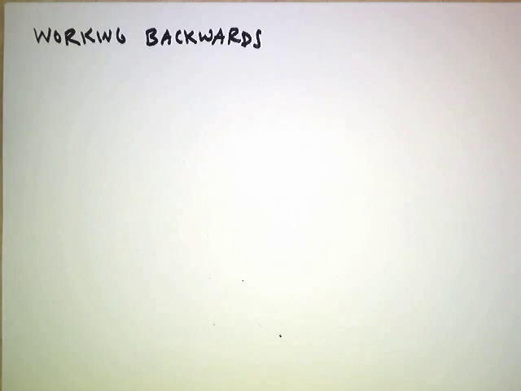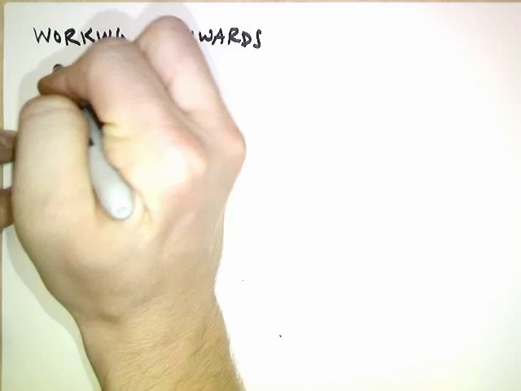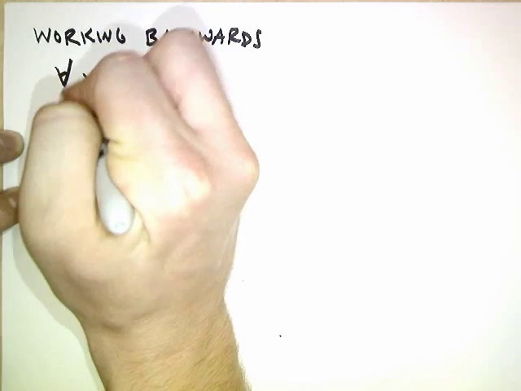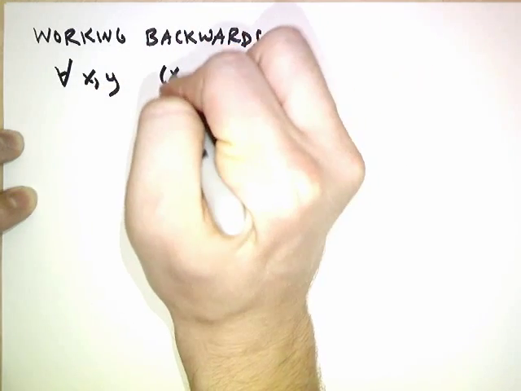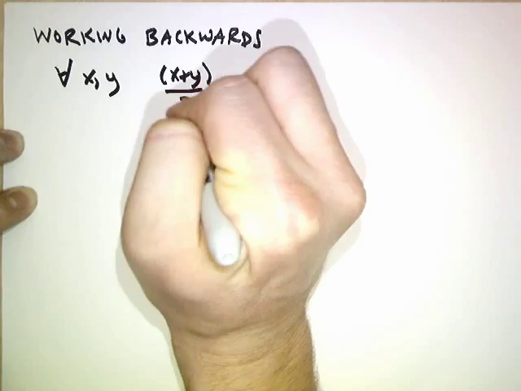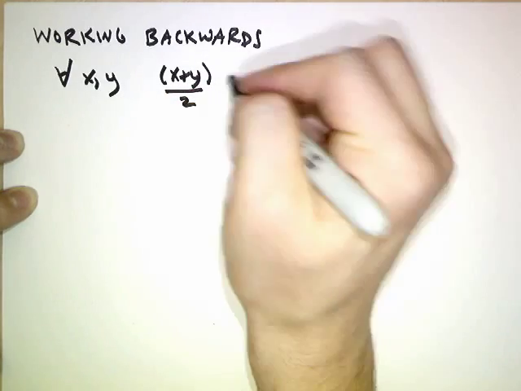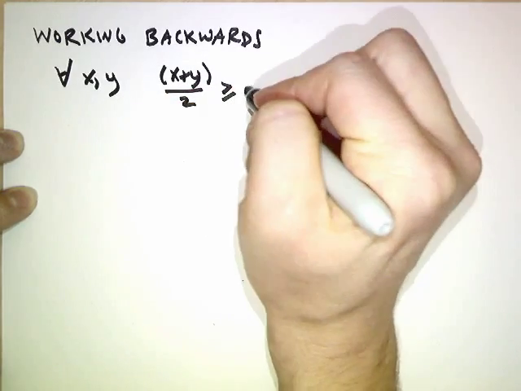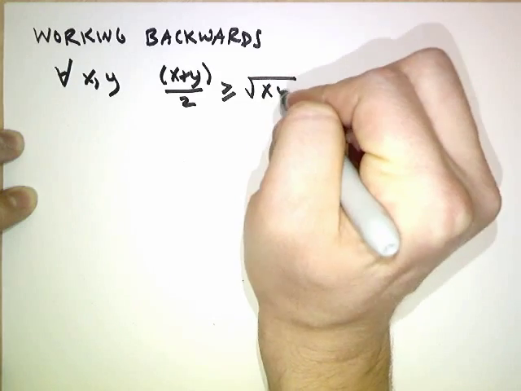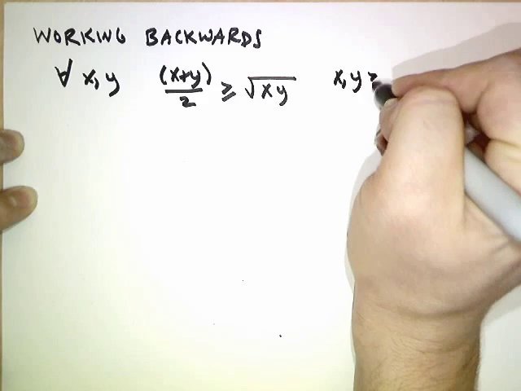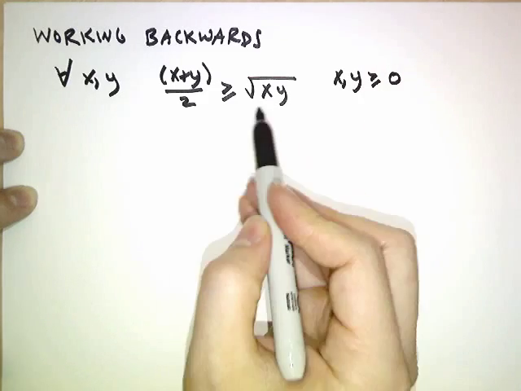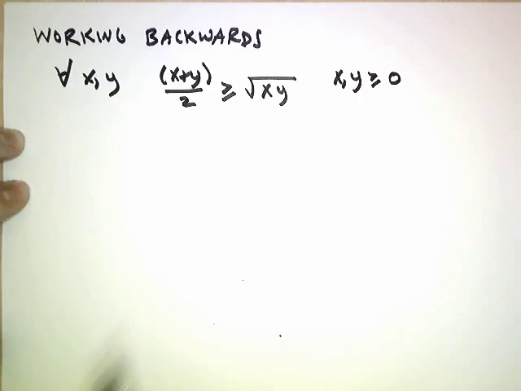Another useful strategy for proving things is often working backwards. So take this example. Say we want to prove that for all x and y, the arithmetic mean, namely (x + y)/2, is always greater than or equal to the geometric mean, namely the square root of xy. And let's assume that x and y are both greater than or equal to 0, so taking the square root is going to make sense.